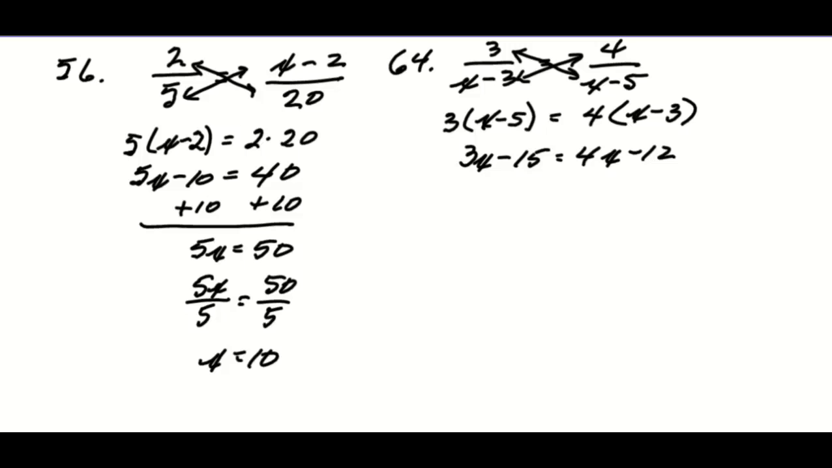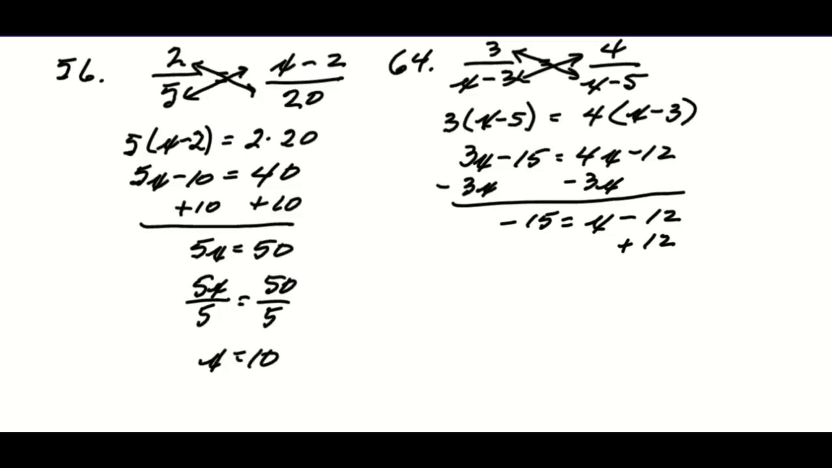The larger value of the x is now on the right, so we'll have to subtract 3x from both sides. And what we get is negative 15 equals x minus 12. And to isolate the x, we just add 12 to both sides. We end up with negative 3 equals x. So there you have a couple of the proportion problems.